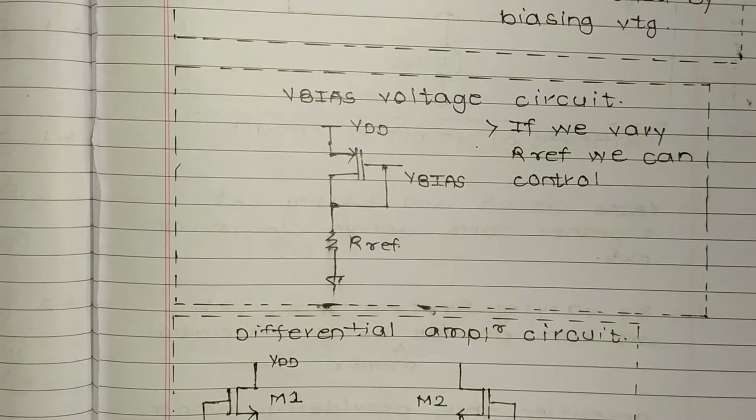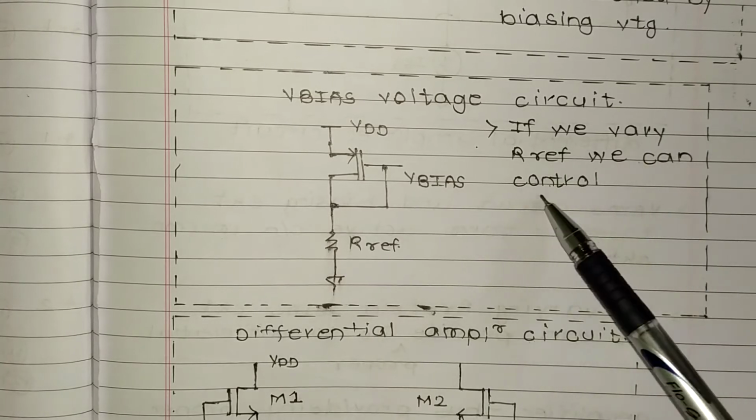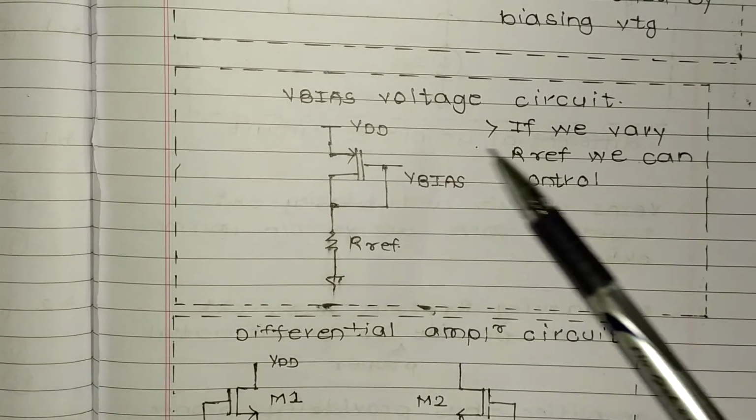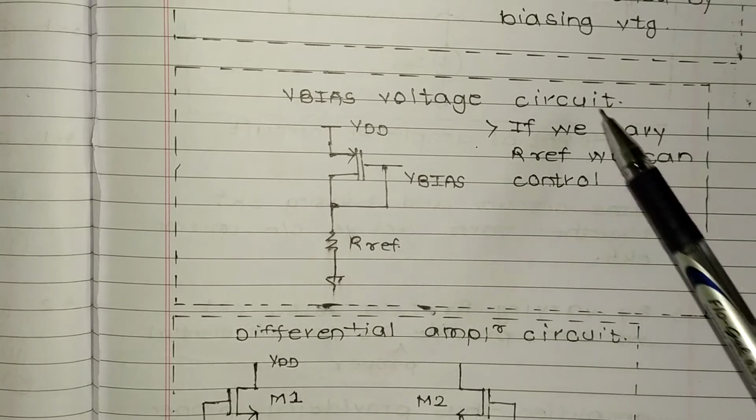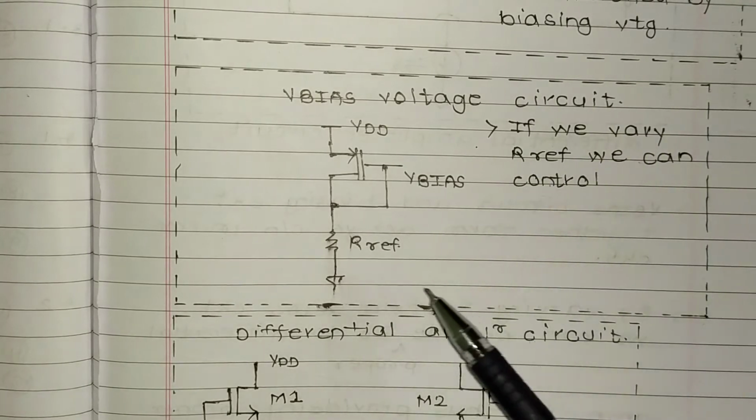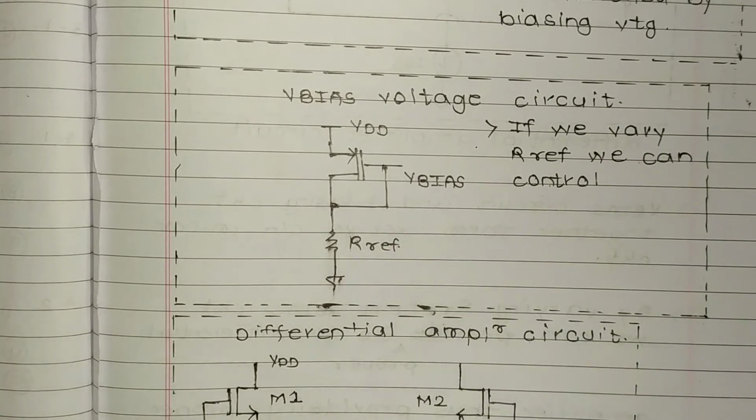The second circuit required for creating an active current mirror circuit is the V bias voltage circuit. So this is a V bias voltage circuit. If we vary R ref, we will discuss about this later. Let us see this circuit first.